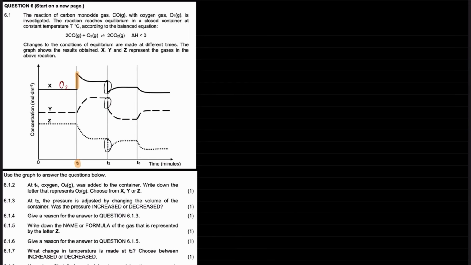Let's just track the oxygen graph, because we know it's oxygen. Oxygen decreased sharply, and then it had a gradual increase. If I write this reaction, 2CO plus O2 gives me 2CO2. Since the oxygen curve is increasing, it means that the side oxygen is on was favored. In other words, the reverse reaction is favored.